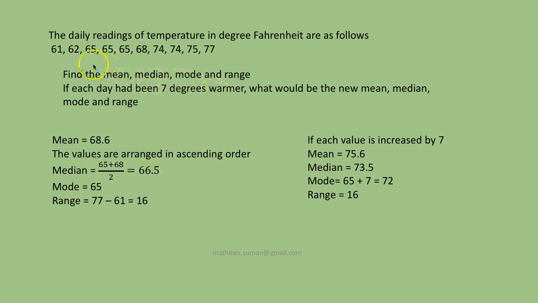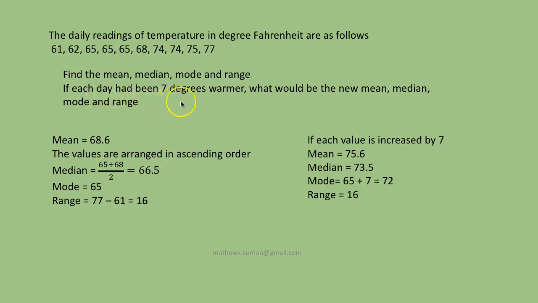The mode would be the most frequently occurring observation. You can see that 65 occurs 3 times, so the mode is 65. And the range will be the maximum value minus the minimum value. In this case, it would be 77 minus 61, which is 16.